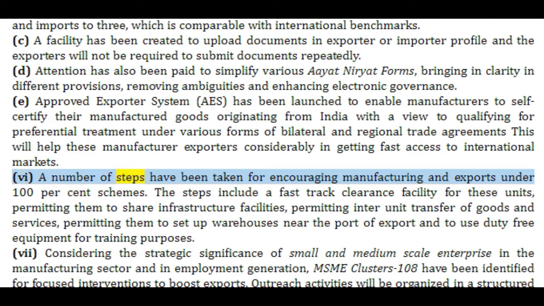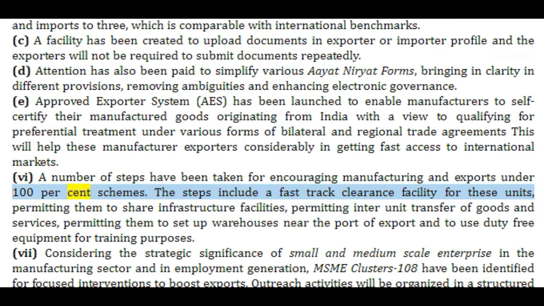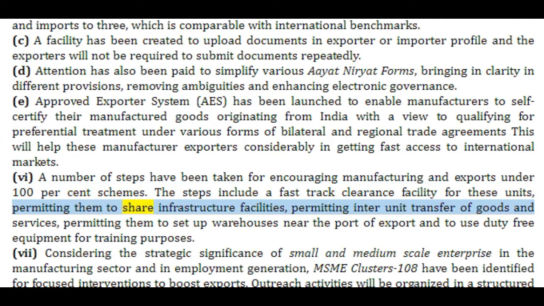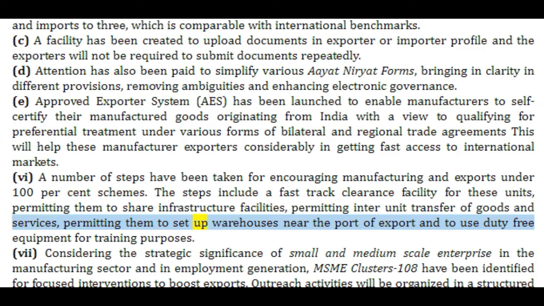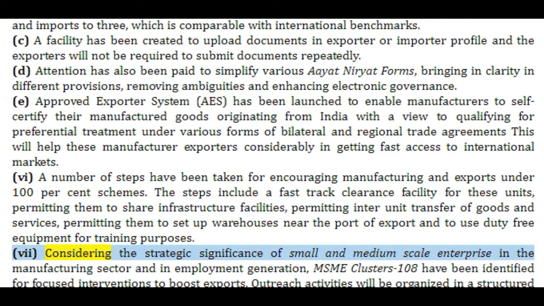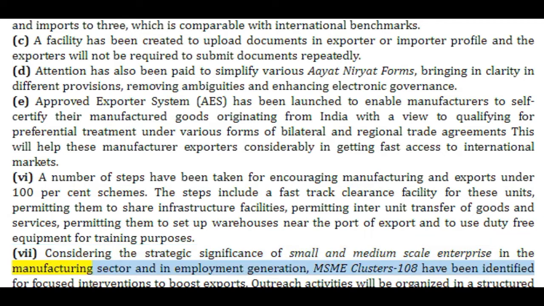6. A number of steps have been taken for encouraging manufacturing and exports under 100% schemes. The steps include a fast-track clearance facility for these units, permitting them to share infrastructure facilities, permitting inter-unit transfer of goods and services, permitting them to set up warehouses near the port of export, and to use duty-free equipment for training purposes.